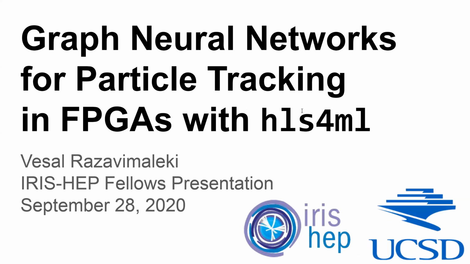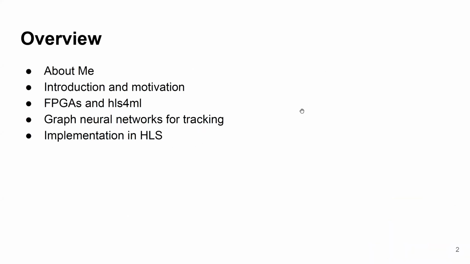Hi, everyone. My name is Vesal. I am going to talk to you about our progress in putting graph neural networks for particle tracking in FPGAs using HLS for ML. HLS for ML is a compiler for putting deep learning models onto FPGAs. I'll go more into detail about that in the coming presentation. So just an overview about what I'm going to talk about. I'm going to give an introduction to GNN particle tracking and our motivations for trying to put these GNNs onto FPGAs. And then I'm going to talk about our actual progress in implementing these GNNs onto FPGAs using high-level synthesis tools.